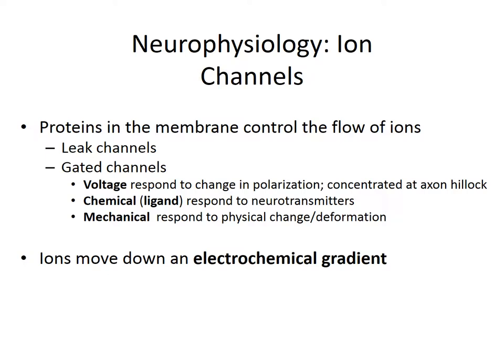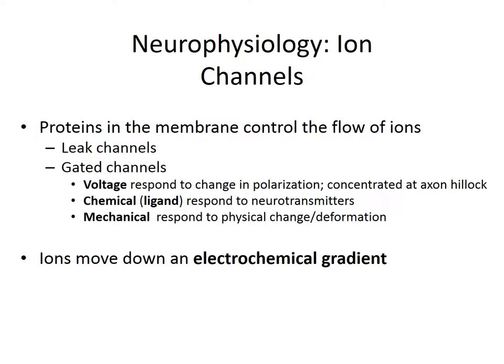Ion channels play a crucial role in establishing ion concentrations on either side of the neuron cell membrane. And they can be classified in the following ways. Passive or leaky channels are protein channels that are always open, allowing certain ions to pass through. These channels are responsible for maintaining the resting membrane potential and are located all over the surface of a neuron.